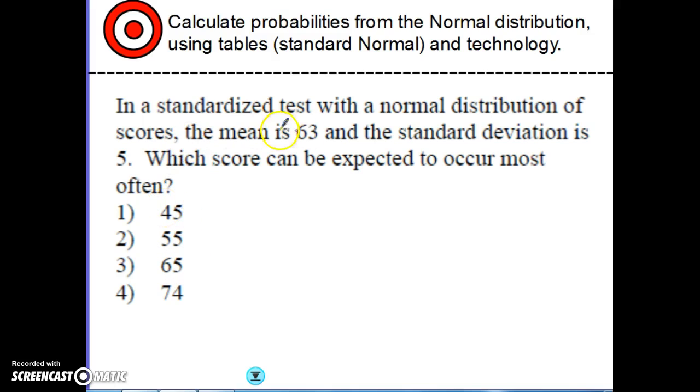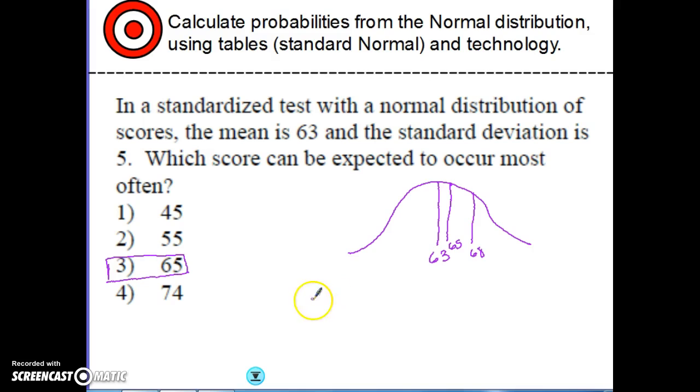Okay, if we know the mean is 63, take a look at my normal distribution. We know that things that occur most often will occur close to the mean, right? Okay. Which of these numbers is closest to the mean? Oh, yeah. Take a look at our 65 here. It's only going to be just 2 numbers above the mean, which, if the standard deviation is 5, means we are within the first standard deviation, right, into this area. So I think 65 is probably the closest to the mean, which means we can expect most often to have the score of 65 occur.